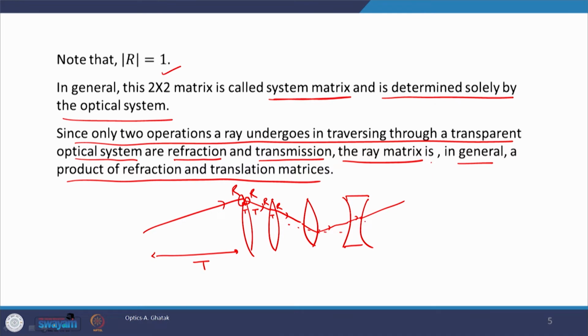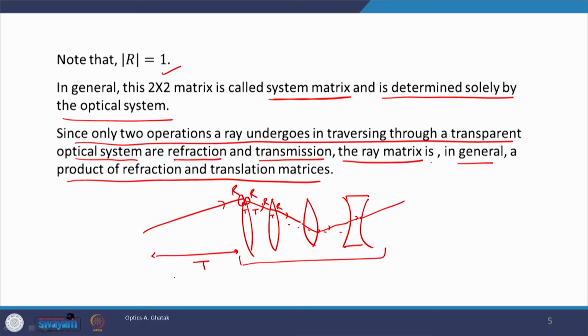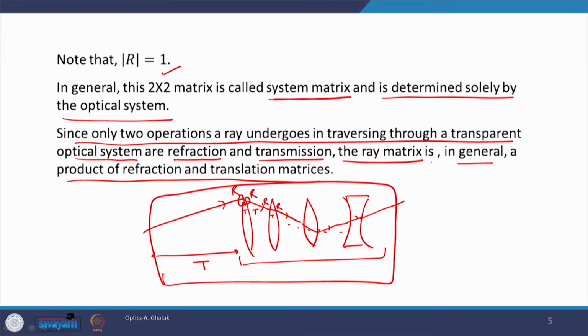For translation, we will write the translation matrix. For refraction, we will write the refraction matrix and multiply them all. The resultant matrix, which is called the system matrix, will have all the information of the phenomena which happen in this region. All this translation and refraction information would be embedded in the system matrix, which is a 2 by 2 matrix. We will implement this and understand how it works.